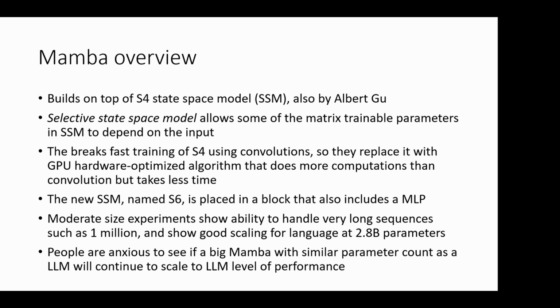So moderate sized experiments show the ability to handle, he said, very long sequences, and their 2.8 billion parameter model matched LLMs with transformers. So bottom line is there's a lot of buzz. People are anxious for somebody, either Albert Gu or people who have now read the Mamba paper, to build 7 billion, 13 billion, 11 billion, or bigger models and see if they actually compete with Llama 2, Mistral, our favorite current LLMs.